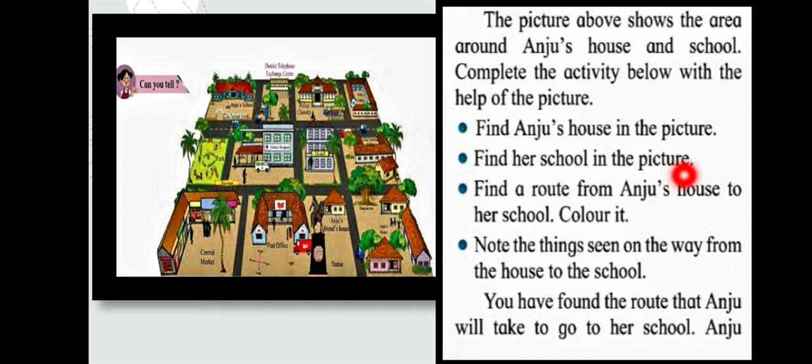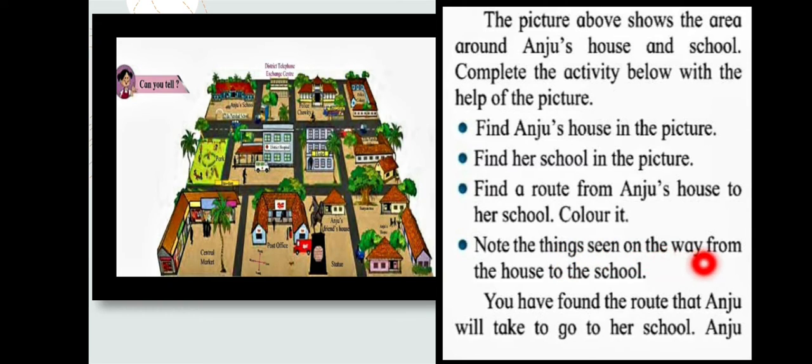Find her school in the picture. Find a route from Anju's house to her school and color it. Now you will find out Anju's house from her school and you have to use a color and color it.